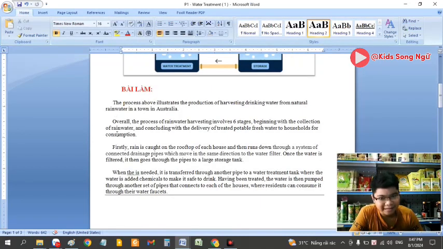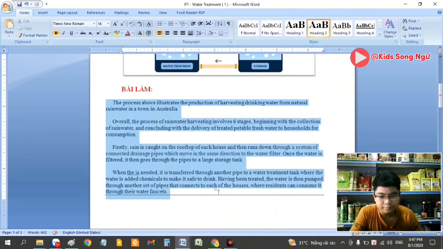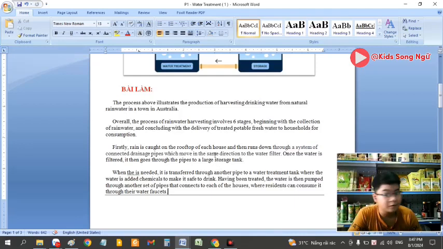Here is my task. I did it a few days ago. The process above illustrates the production of harvesting drinking water from natural rainwater in a town in Australia. Overall, the process of rainwater harvesting involves 6 stages, beginning with the collection of rainwater and concluding with the delivery of treated potable fresh water to households for consumption.